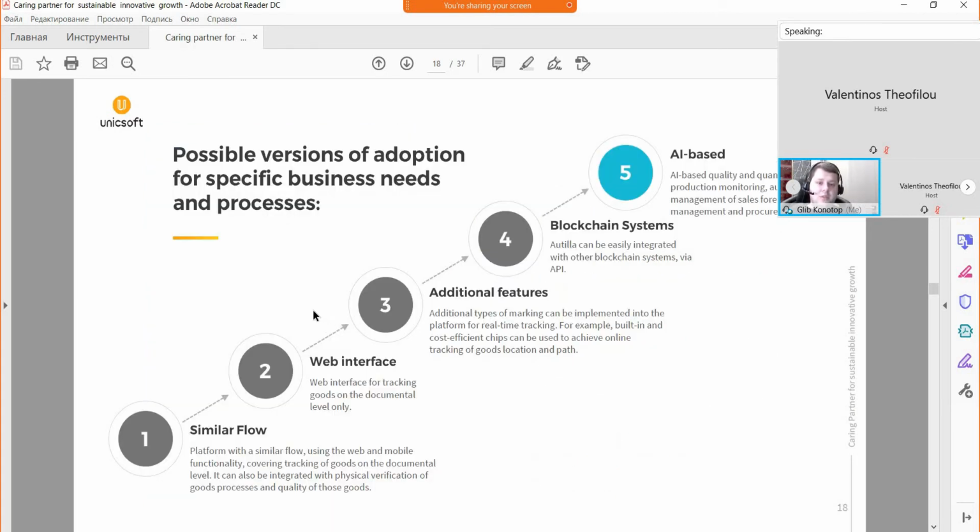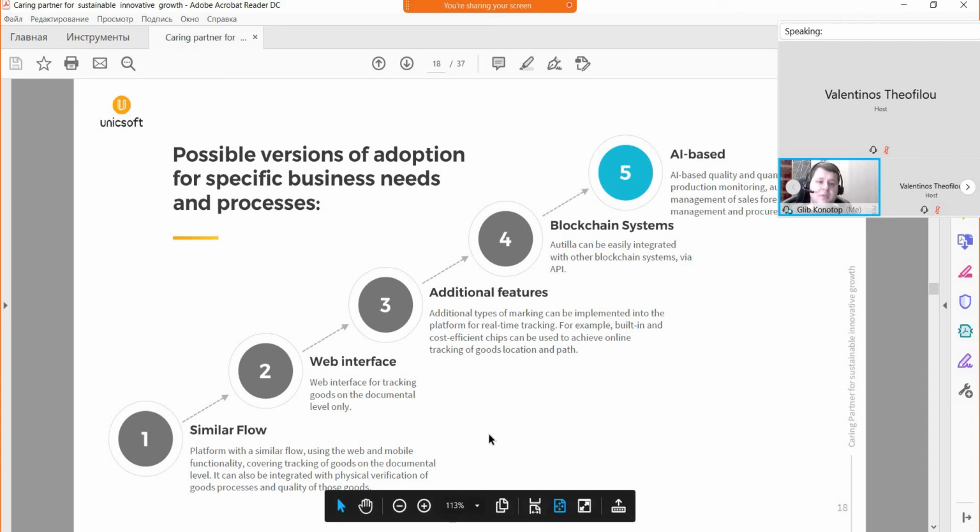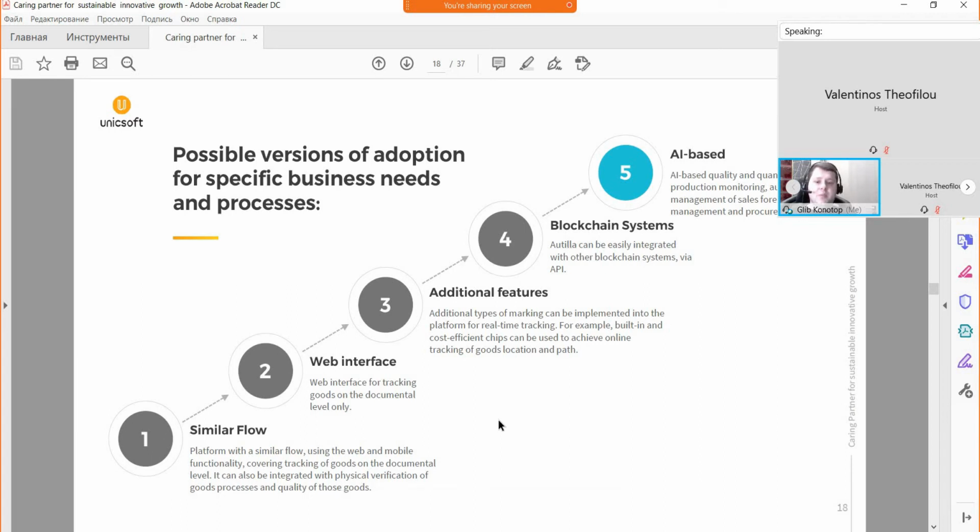What's more, the solution itself is quite customizable, so you can use it as is, as a platform with a similar flow that I've just described. It could be used as a platform for document workflow automation. There might be additional features added. For example, one of the challenges that this platform does not tackle right now is real-time visibility. When I'm saying real-time, I mean that we have to understand in online mode, like every minute or every hour, where exactly our goods are located. And for that, QR codes, as you can imagine, won't help.